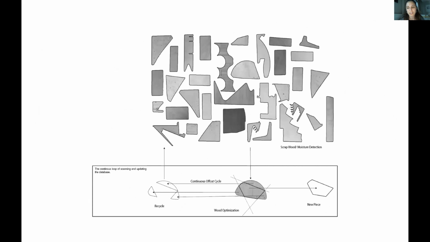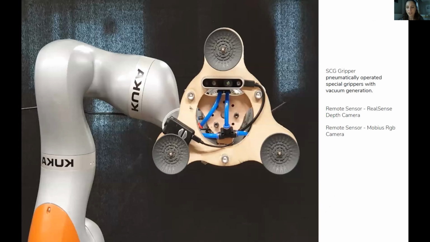Using a robotic arm to find the scrap and extract the data through remote sensing, saving it into a database and sorting the physical material through a pick and place process. By doing that, we can have a live database constantly being updated by the robotic arm. And we use a KUKA EVA robot with the remote sensor and SCG gripper.